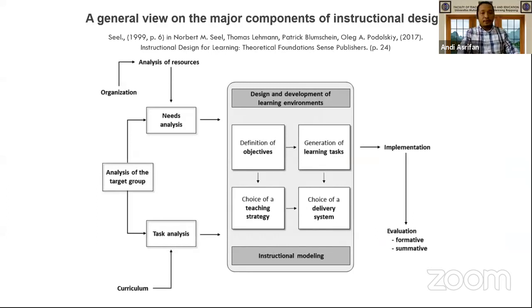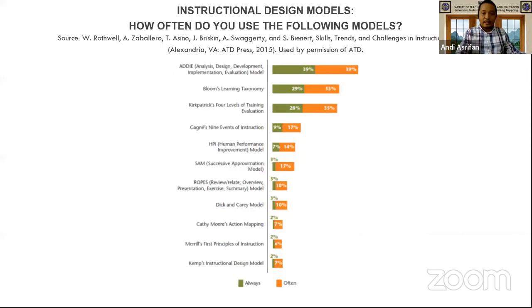So the general view of components in instructional design, I think some of the models in instructional design are almost the same, where they come from the analysis of resource. In this case, we analyze what the learner needs. In this case, we touch the need analysis. The need analysis here, learning needs and target needs. We want to know why they want to learn, and then the model or the style they learn.